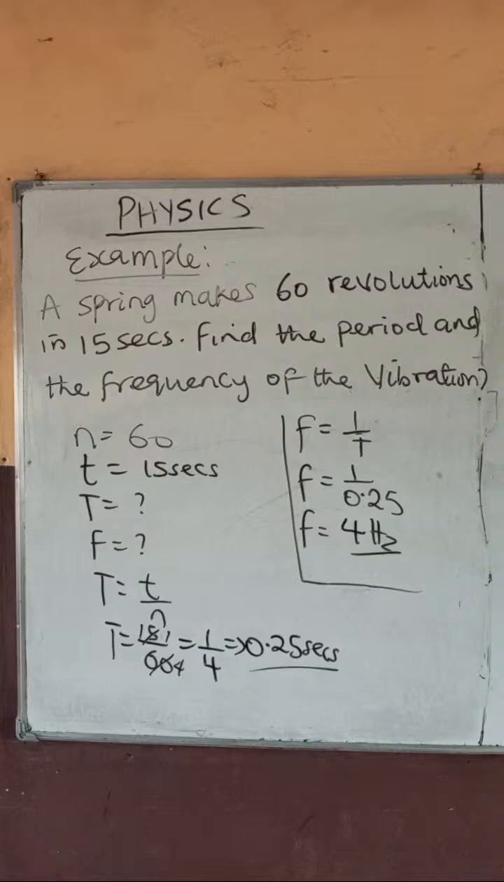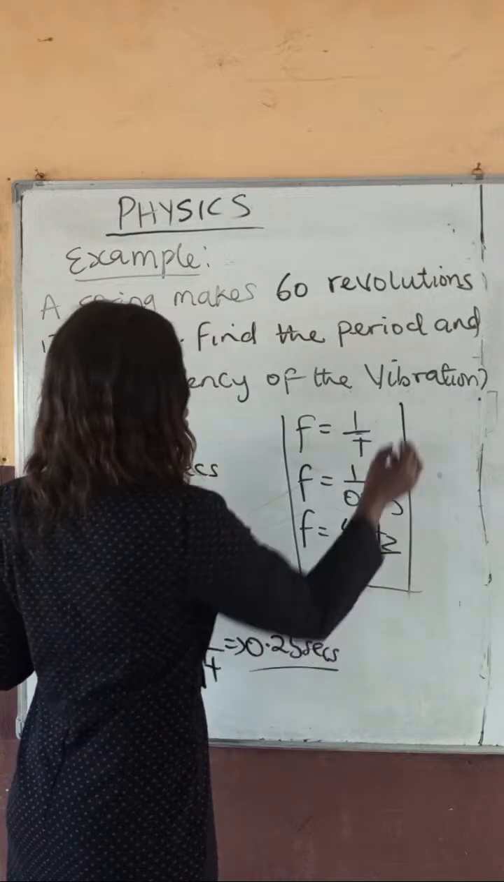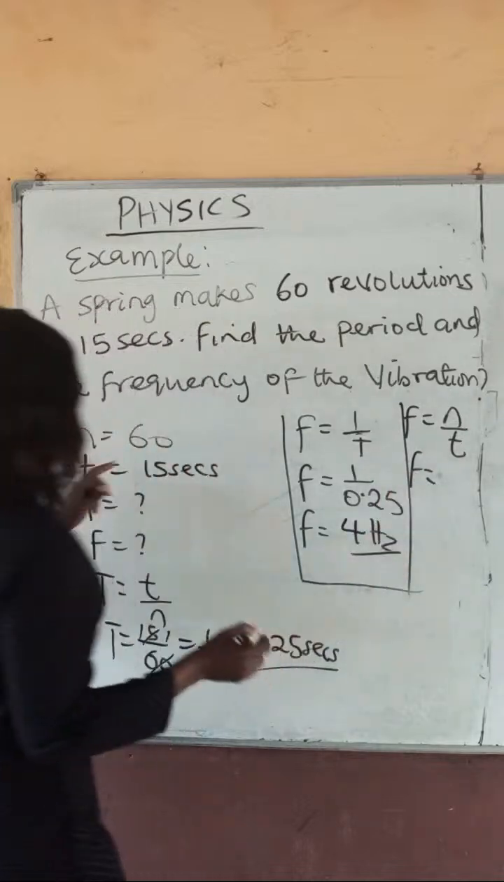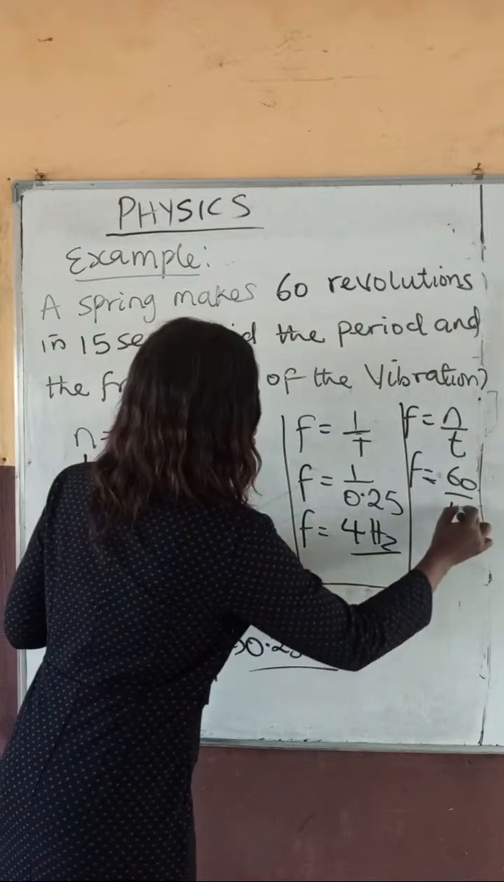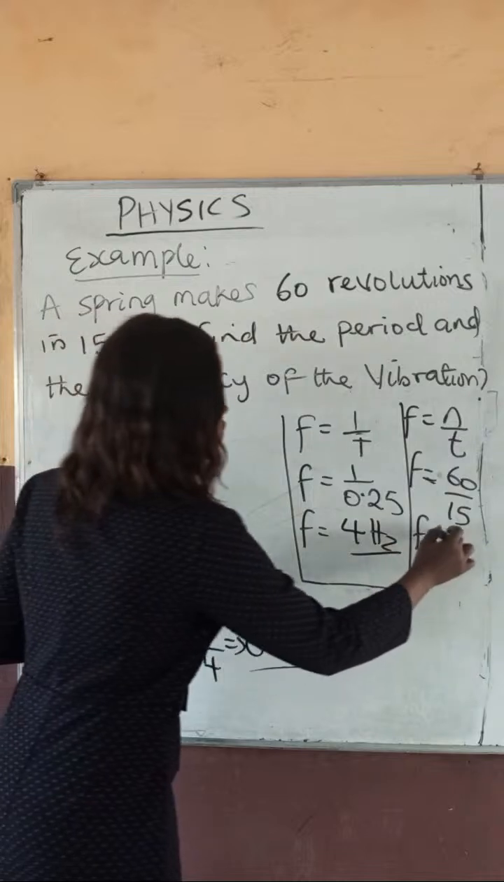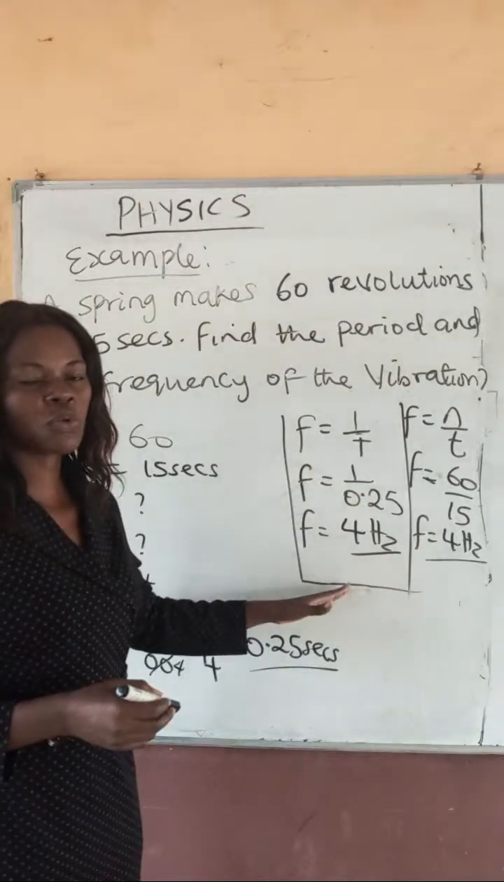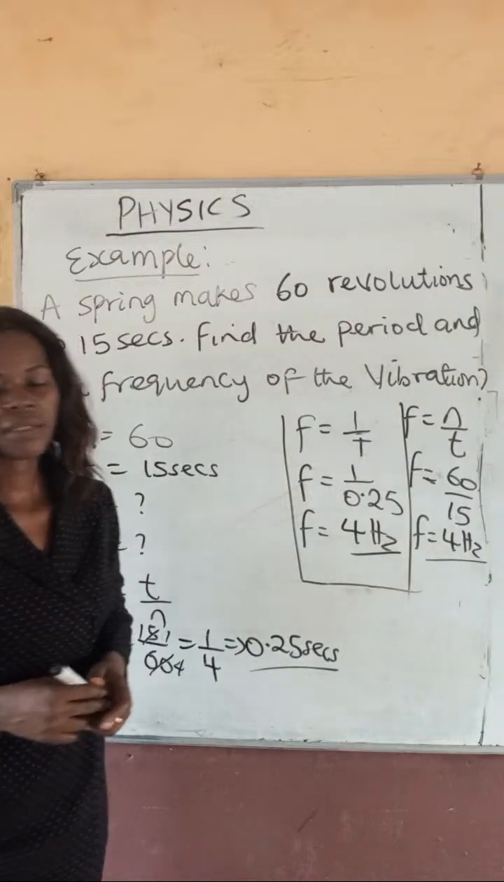What if period is not given? Okay, what if period was not given? It's still going to use n over t. Let me solve another method. You can still use this method to solve for frequency. The frequency is equal to n over t. What is my n? 60. What is my t? 15. So when I divide, it's still going to give me 4 Hz. So either you solve it this way or you solve it this way. But what if period was not given? You're going to use this method to solve it. Is that okay?